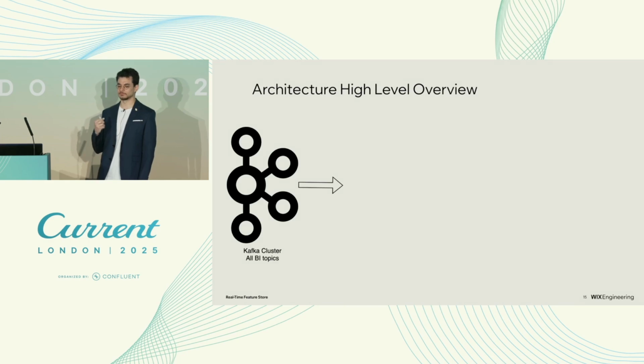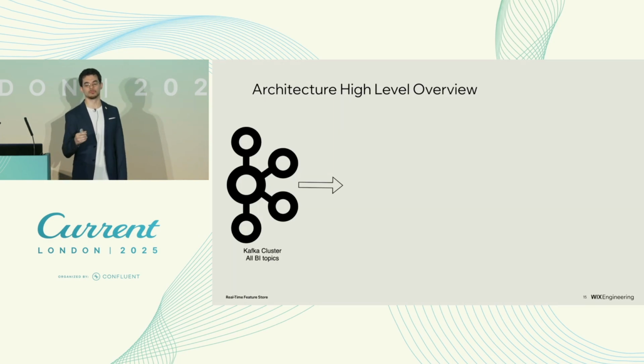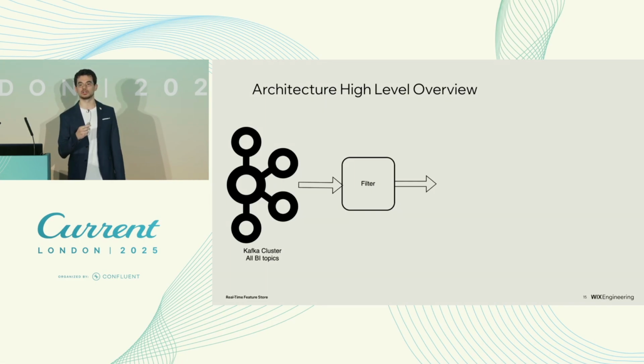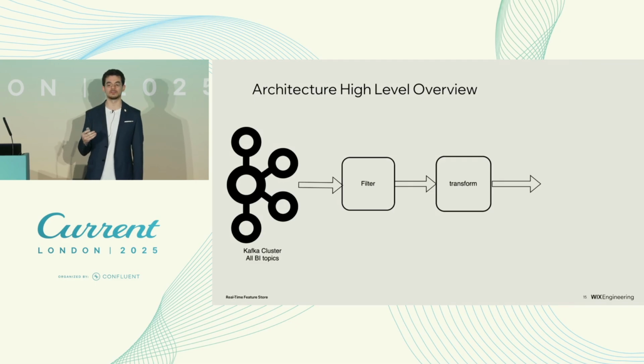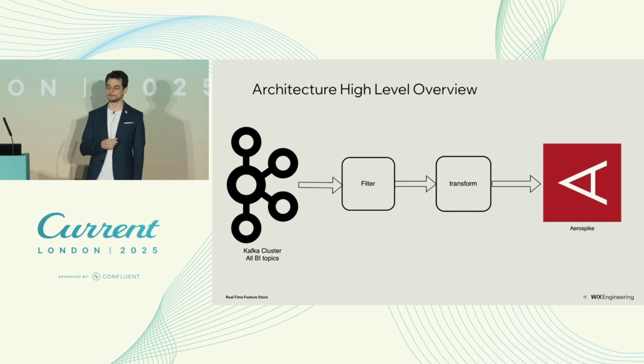We'll focus on what happens after the data is enriched and persisted in Kafka. So we're reading from multiple Kafka topics. The first phase is to filter out all the events that are not relevant to any of the features. After that, we move all the relevant events to the transform microservice, which is essentially a Java application that takes all the relevant events and transforms them into actionable commands to send to our feature store's database, which is Aerospike.